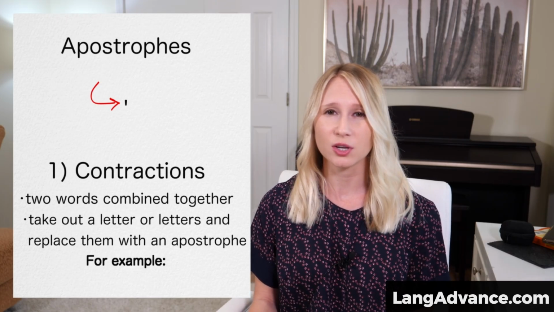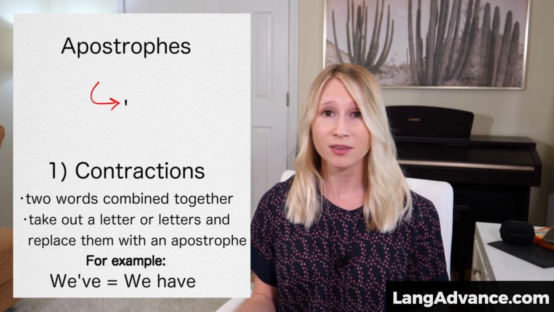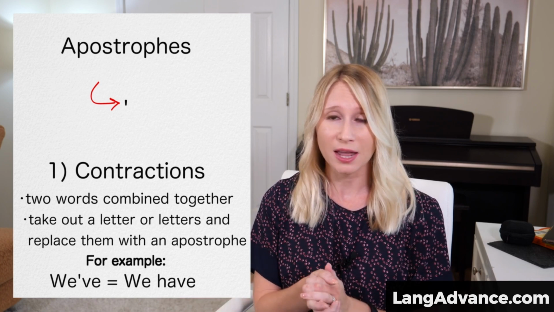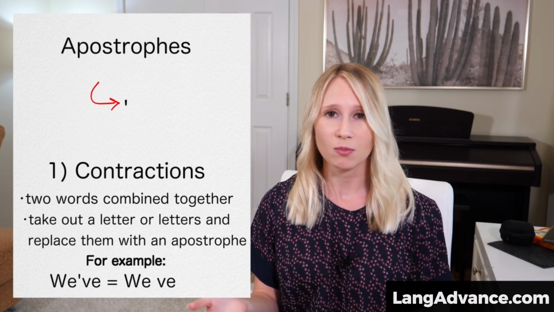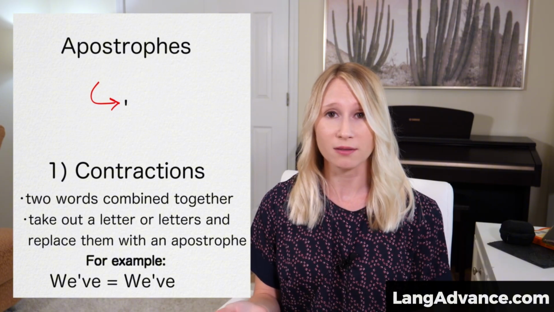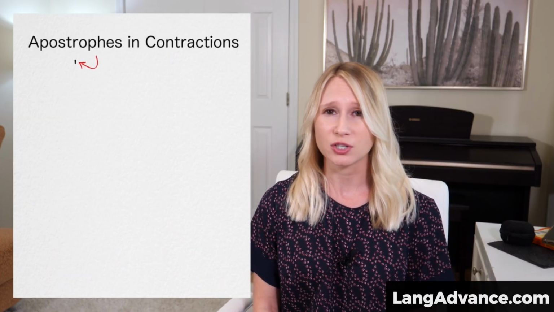For example, let's look at the word we've. We took 2 words, we have, and combined them together. We took out 2 letters, H-A, and replace them with an apostrophe to make we've. In my conversation with Tyler, we used contractions a lot. In formal writing, you probably won't see many contractions, but in regular conversation, they are used all the time. Let's look at some of the contractions Tyler and I used in our conversation.